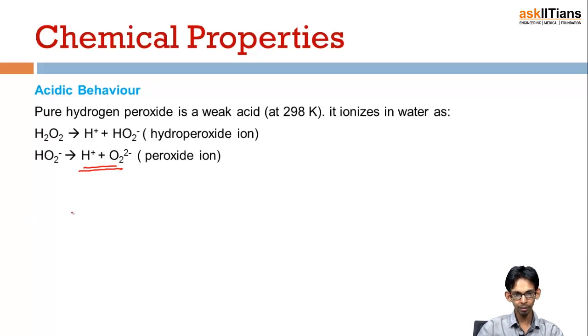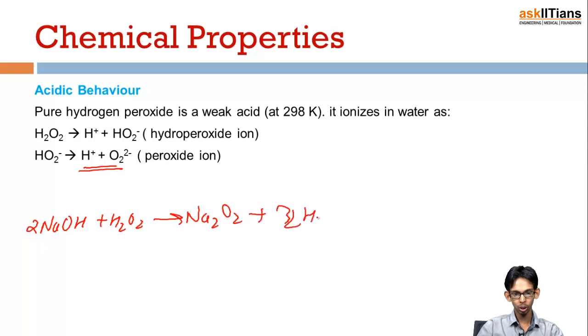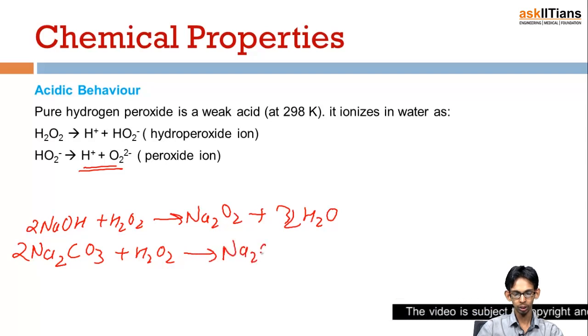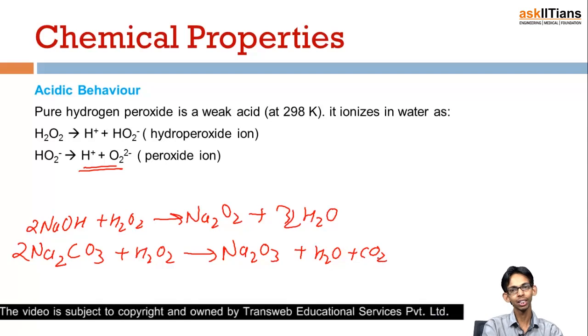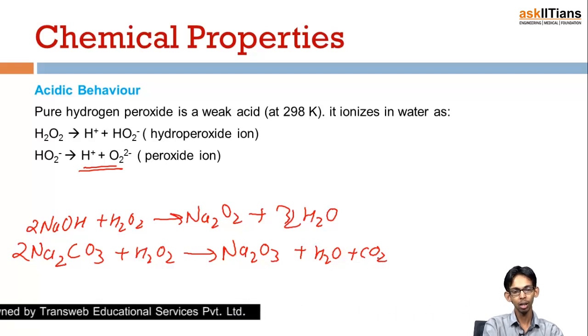Okay, the acidic behavior can also be shown by reaction with sodium hydroxide. When it reacts with sodium hydroxide, it forms Na2O2, which is a salt, and gives 2 water molecules. Similarly, it reacts with sodium bicarbonate to give Na2O2 plus water molecule and CO2. So this shows the acidic behavior of hydrogen peroxide.